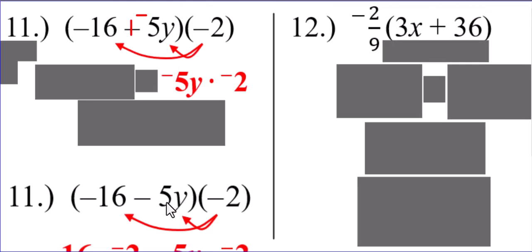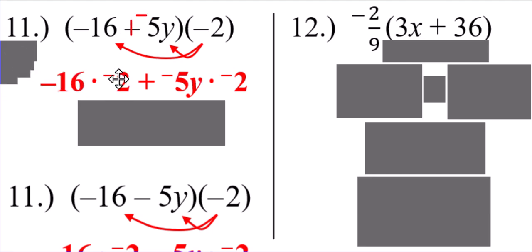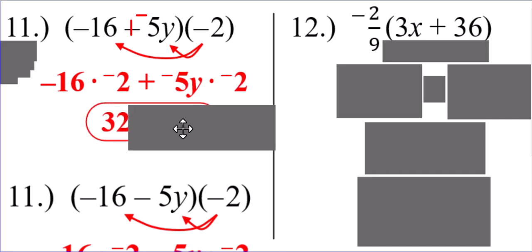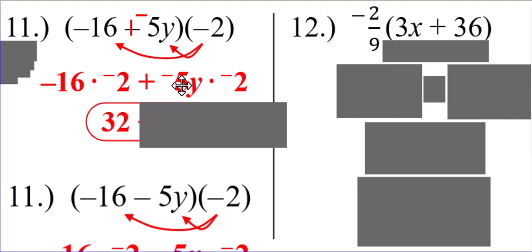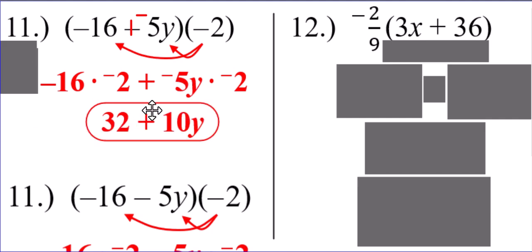minus in between. So going back to the way where you make it adding the opposite first, here's what your work will look like. Both parts get multiplied by negative 2. A negative times a negative is a positive. And same thing here. A negative times a negative is a positive.